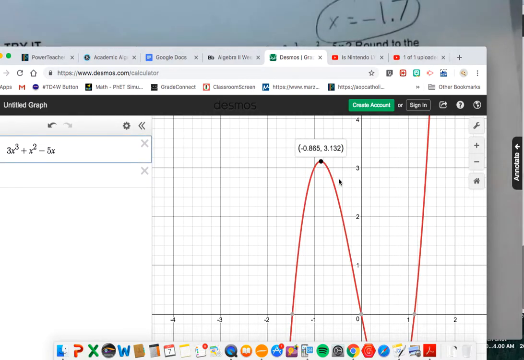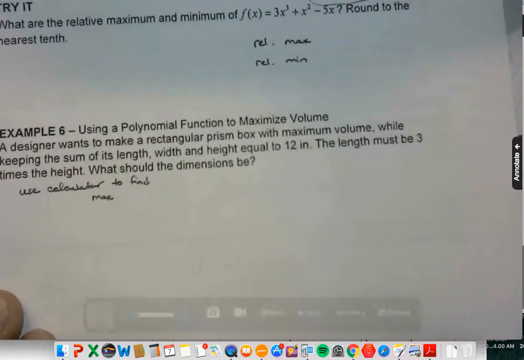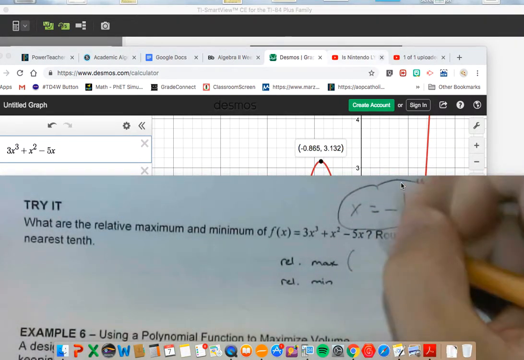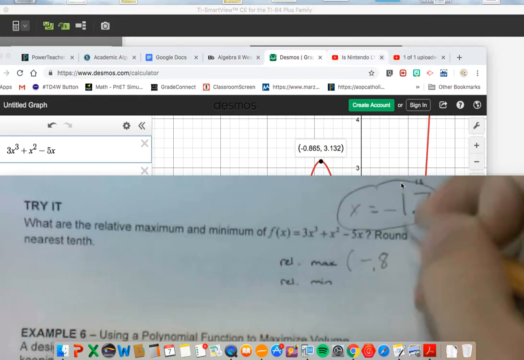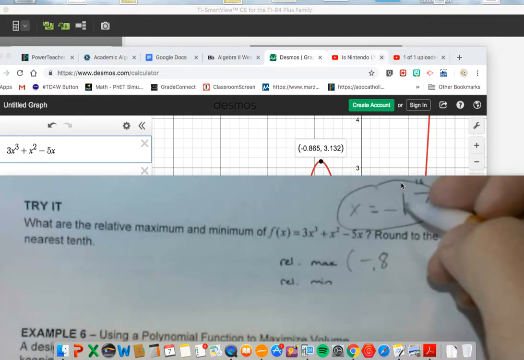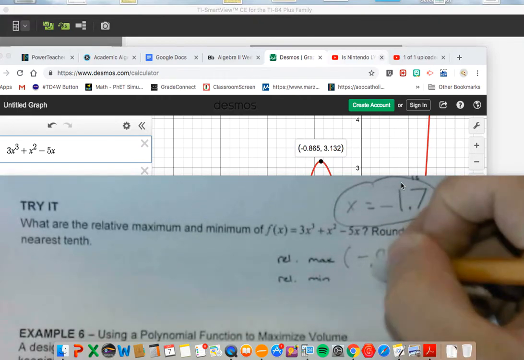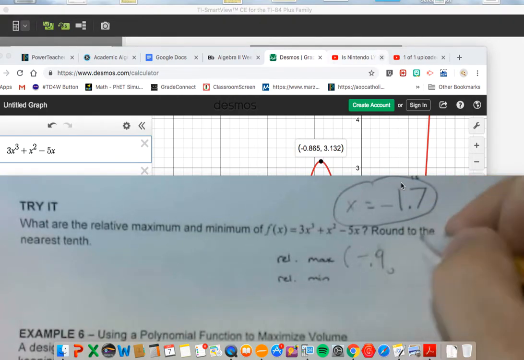So we see here, when x is negative 0.86, that's where we have this relative maximum. So let's write that in. We have that as the maximum, which would be the coordinate, negative 0.8. I guess you could round it to negative 0.9, but I'll do it to the nearest tenth. So this would be approximately an x coordinate of negative 0.9, where the y coordinate is 3.1. So this is where our maximum is.